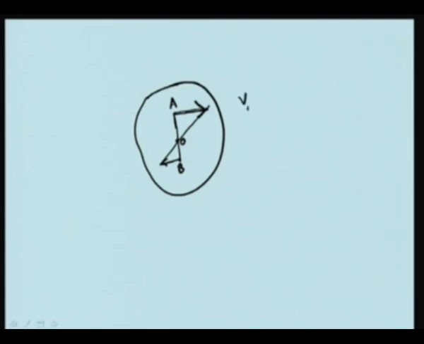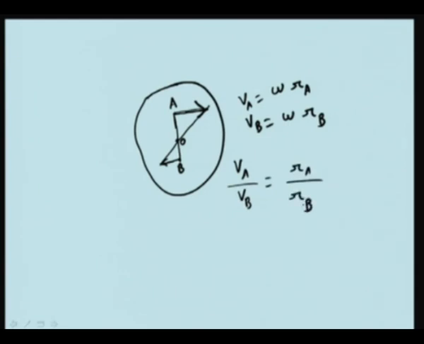Therefore, VA is equal to omega times RA, VB is equal to omega times RB, or VA by VB is equal to RA by RB, where RA is the distance of point A from O and RB is the distance of point B from O. So, with this you can find out this thing.